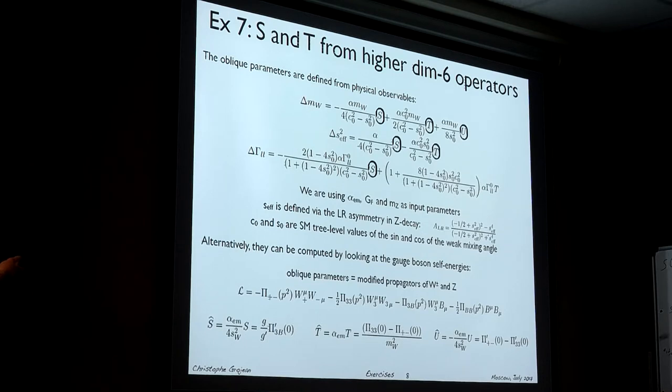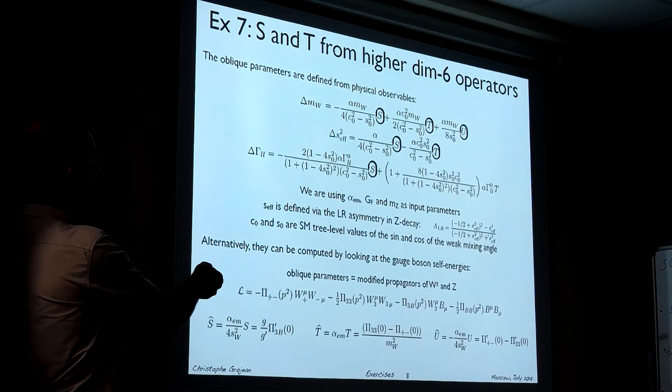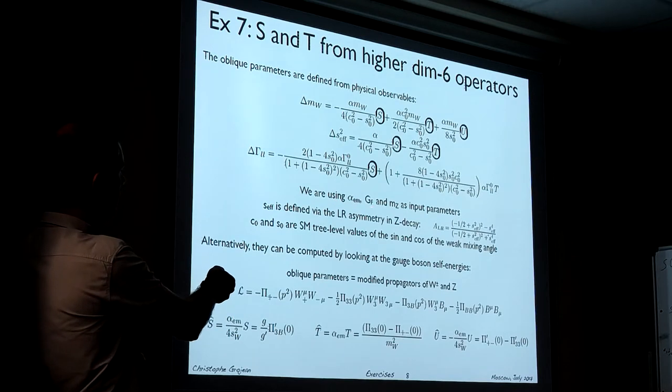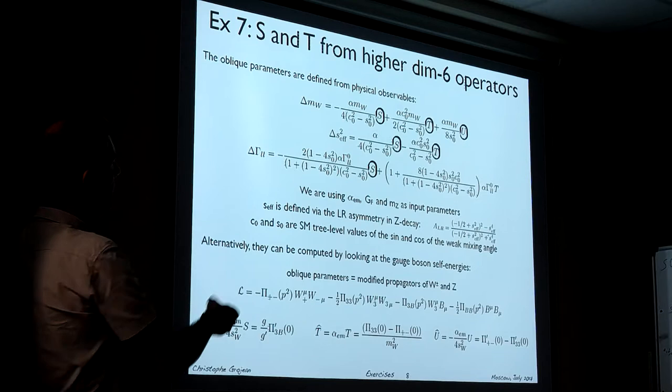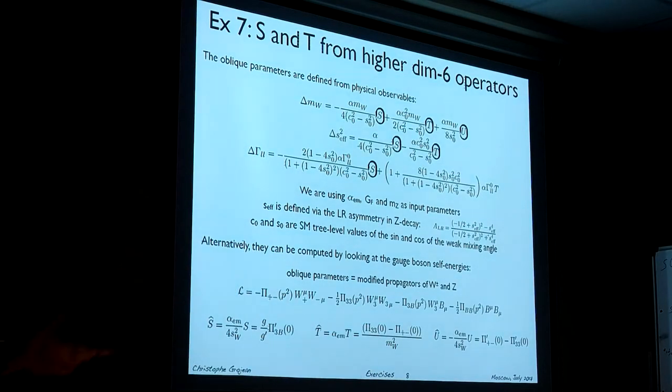Now, in general, in BSM, you would get some deviation from this standard model prediction. One parameterization of this deviation is in terms of these oblique parameters, often called the S, T, or U parameter, or epsilon 1, epsilon 2, and epsilon 3. So this is the standard formalism. And now I wanted to compute explicitly those expressions in terms of higher dimensional operators. So this is the T parameter, this is the S parameter. You can do this exercise.